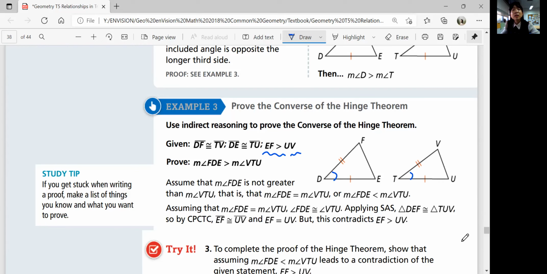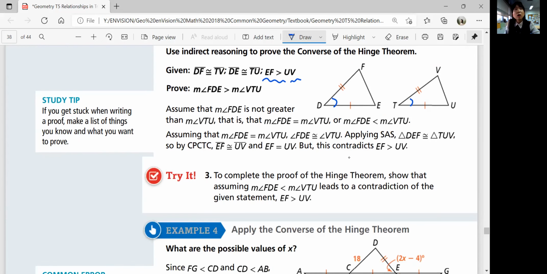Let's complete the proof of the Hinge theorem. We did not prove the entire thing. We need to prove this part, okay? So assume that angle D is less than angle T, and that it leads to a contradiction of the given statement, EF is greater than UV, okay? You can use the theorems that we just learned last lesson, or just this lesson, the Hinge theorem. You can use the Hinge theorem.